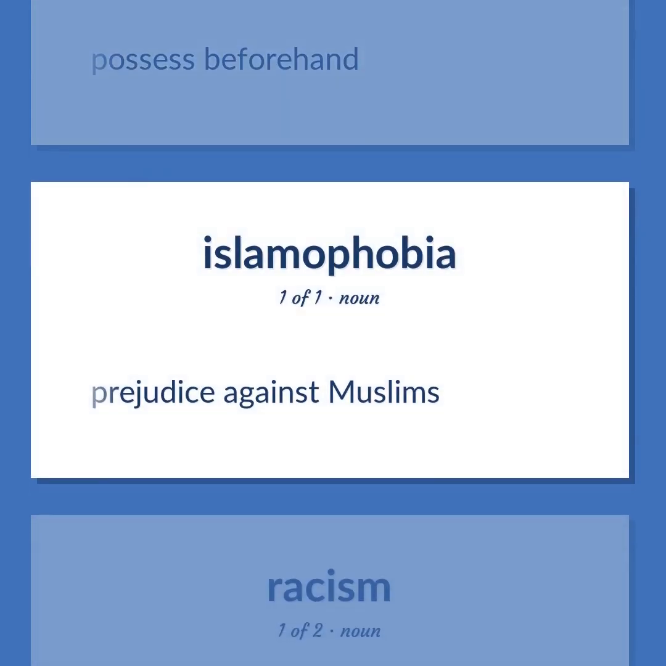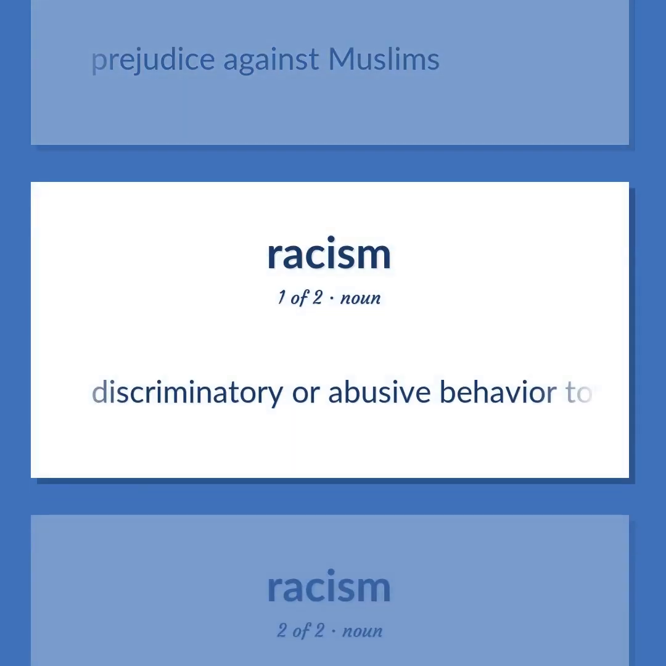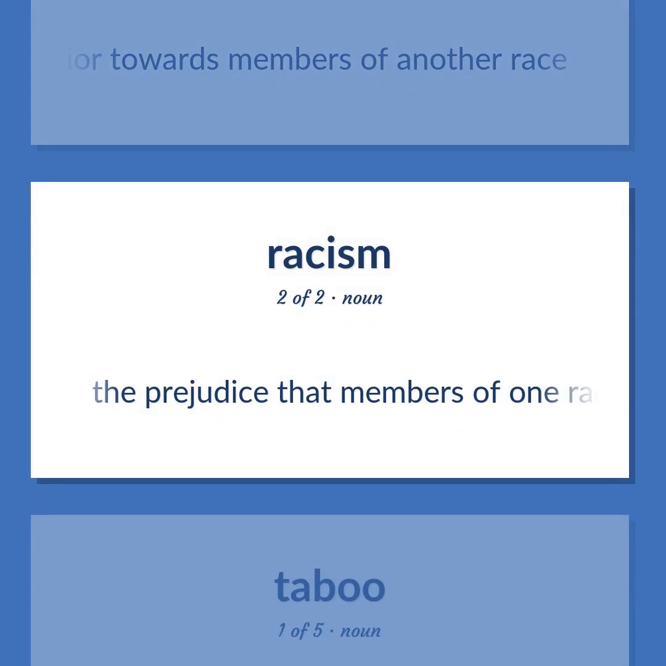Prejudice against Muslims. Discriminatory or abusive behavior towards members of another race. The prejudice that members of one race are intrinsically superior to members of other races.